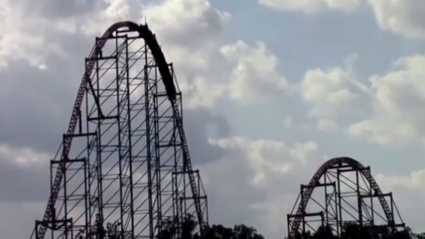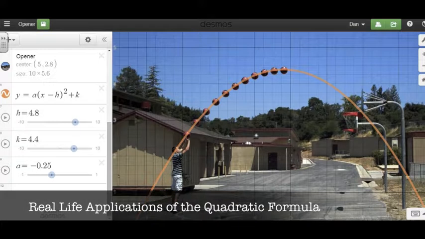We can apply the quadratic formula to many real-life examples too. First, let's look at someone shooting a basketball. For a typical basketball shot, the ball's height will be a function of time in flight. The path of the ball can be modeled by a quadratic equation. Notice the path of the ball is a parabola.